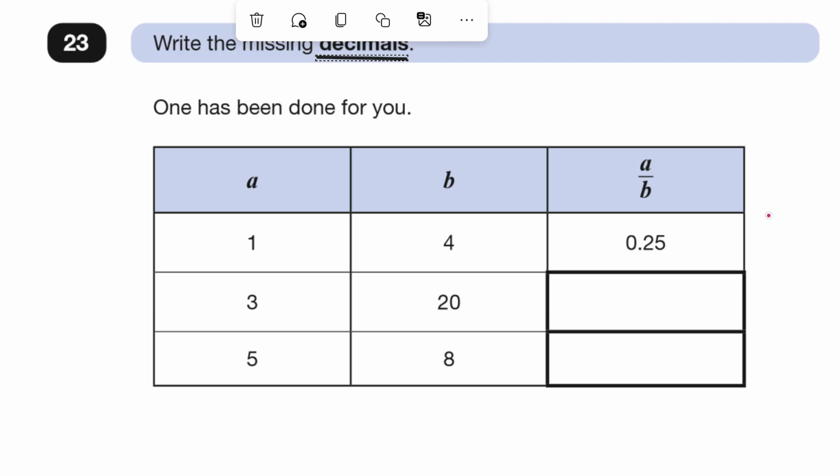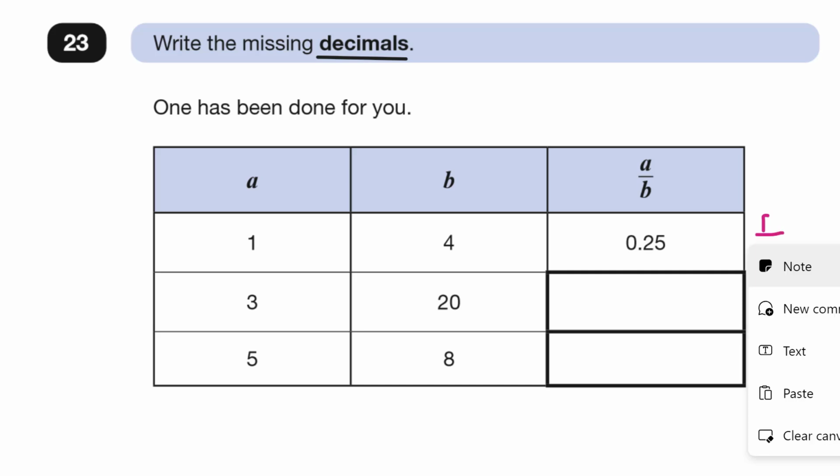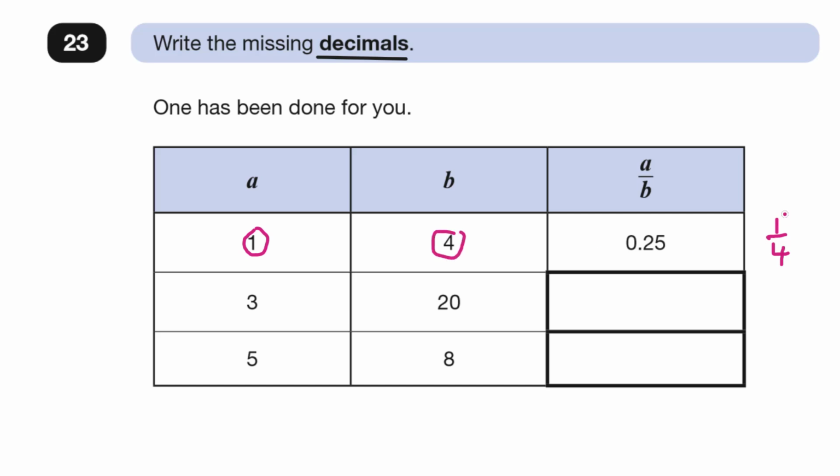Let me get my pen back. So A is 1 and B is 4. Bear with me, my pen keeps disappearing. So you can see I've just literally written A, which is 1, over B, which is 4. 1 over 4. 1 over 4 is a quarter. And if we change a quarter to a decimal, it's 0.25. Okay, so if we look at the next one, A over B, A is 3 and B is 20.